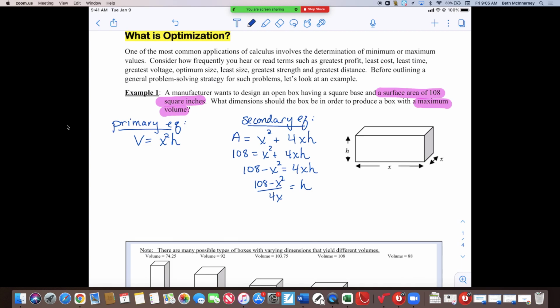Now, this is different from related rates. Related rates are when you have two variables with respect to a third, time. This is not a related rate. So now I'm going to go to my primary equation because that's what I want to maximize. And so I'm going to want to find a derivative.